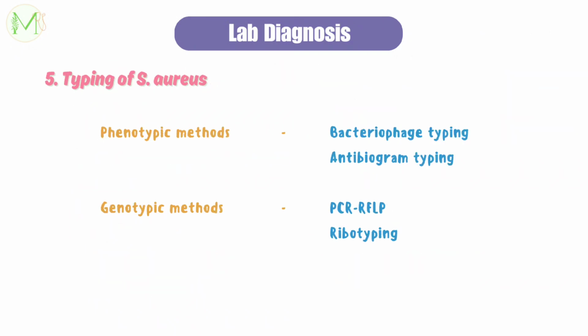Typing of Staphylococcus aureus can also be done to the subspecies level for epidemiological purposes, to trace the source of infection. It is used in case of outbreaks such as food poisoning when it affects a larger community. The typing methods are phenotypic methods, which include bacteriophage typing and antibiogram typing, and genotypic methods such as PCR RFLP, which is restriction fragment length polymorphism, ribotyping, PFGE, and sequence-based typing.